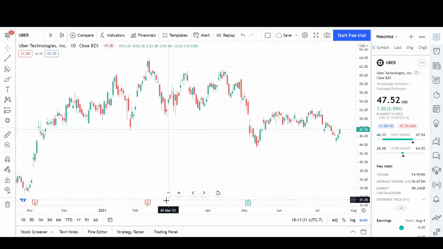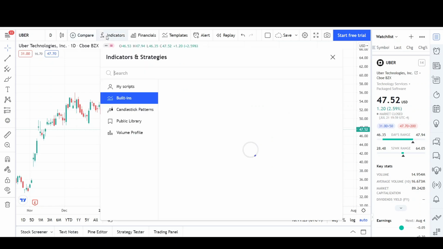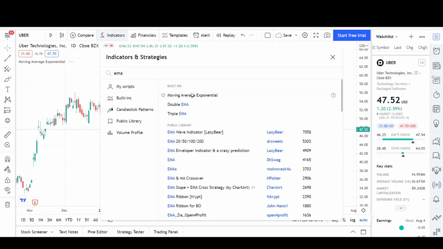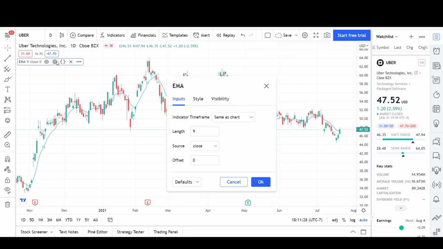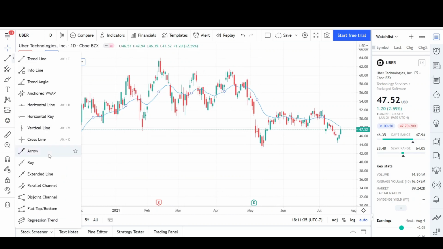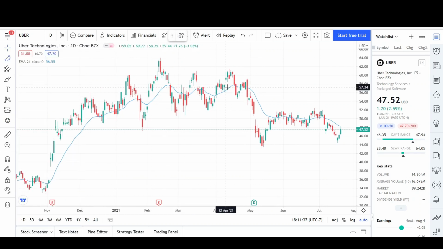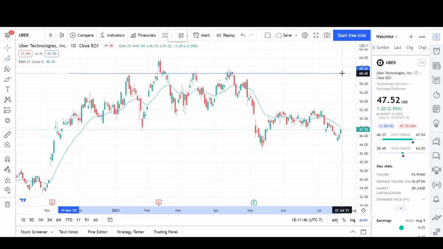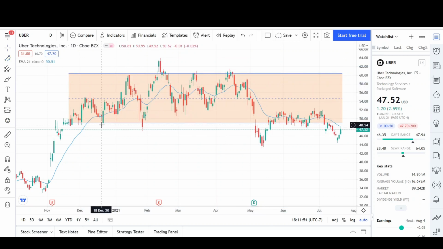Here we have the daily chart for Uber, and the first thing I'm going to do is add the 21 bar EMA. There you go. The first thing that I noticed about the stock is that price was in a range for the most part, and now we're also going sideways down here. But first I'm going to map it out. This would be the highs of the range, the $60 level, and then the lows of the range where the most closes are is the $49 level.